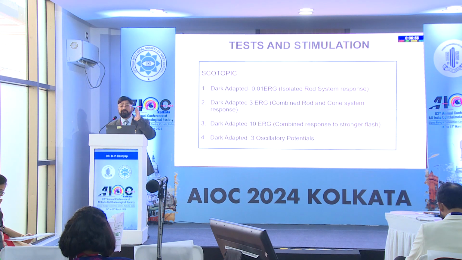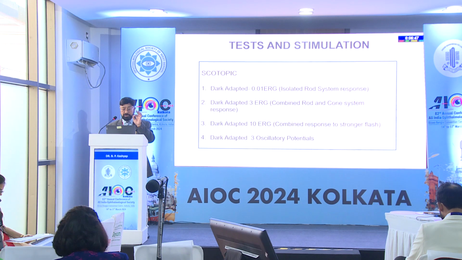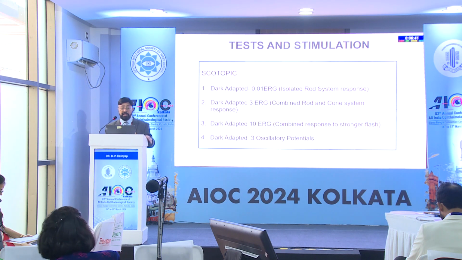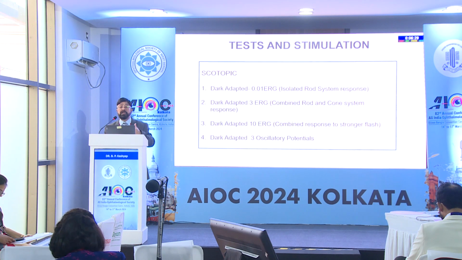Imagine the full field ERG is always a flash of light. So very small, very dim light is thrown. So dim light to 0.01, then you get an isolated rod system function and dysfunction and response. If a little on the stronger side, let's say 3 ERG, you get a response from the rods and cones. And if it's 10 ERG, you get a combined response of both, a little stronger.